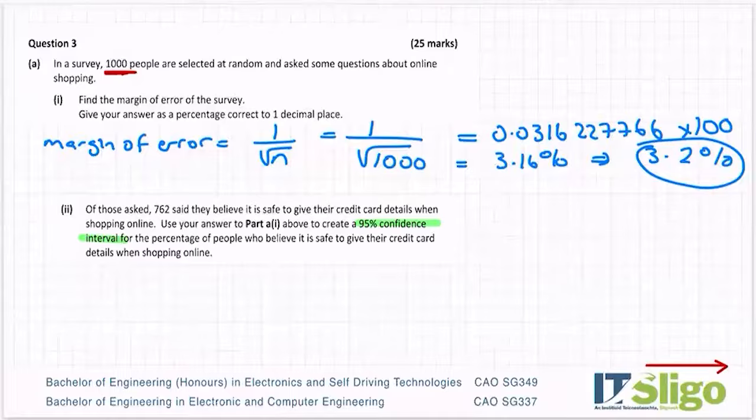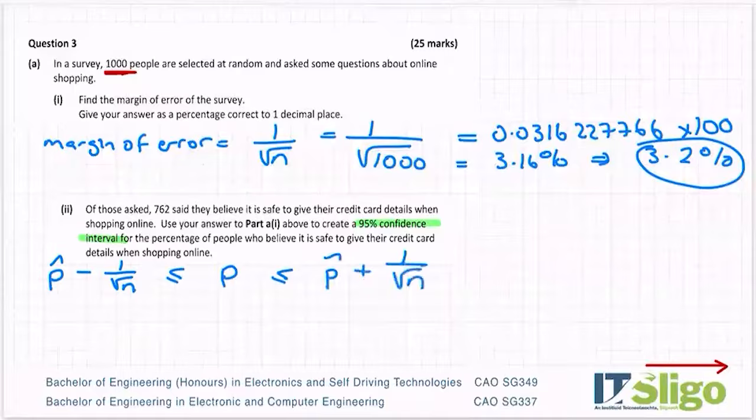Okay, so a confidence interval. If I write down the maths language for a confidence interval, it's p hat minus my margin of error is less than or equal to p is less than or equal to p hat plus 1 over root n. Now that can be very intimidating.